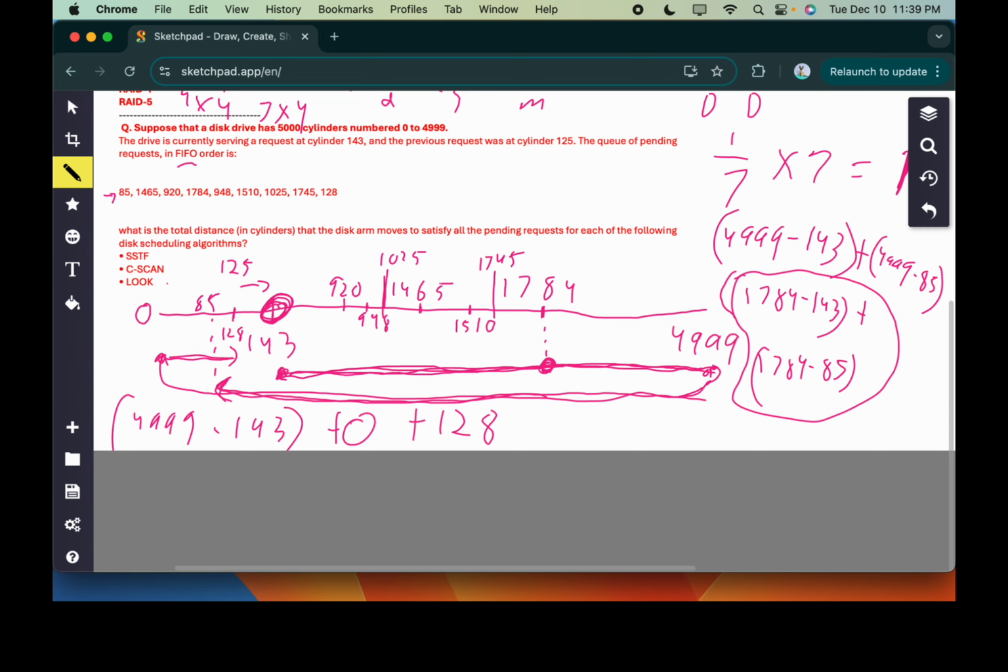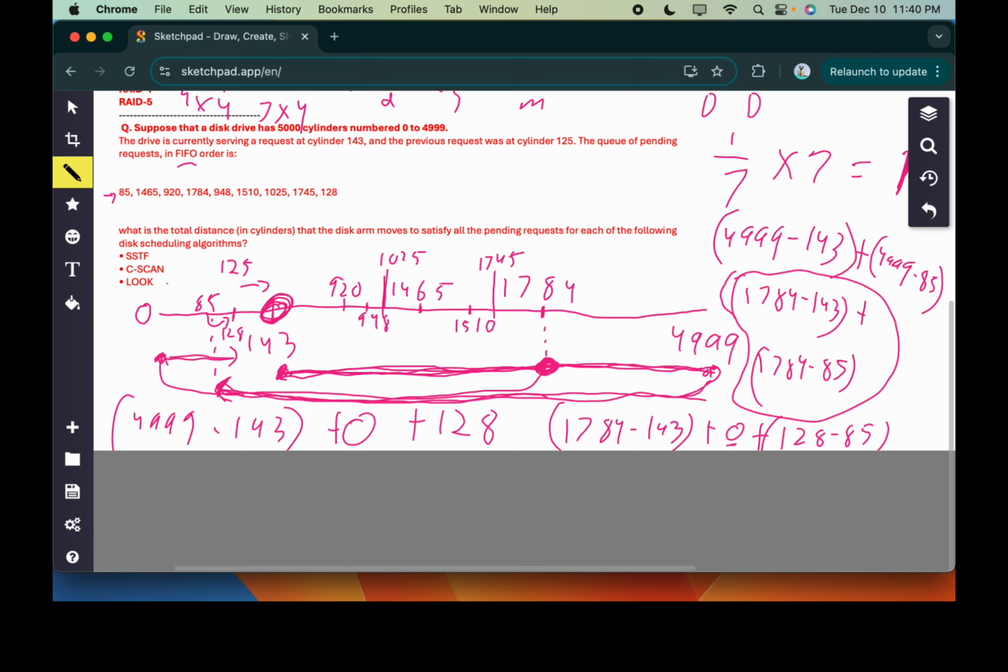And lastly, C-look. Go here, we stop short at the last term, 1784. This is where we do our jump now. We don't go to 0, we go to the smallest value, 85. Again, don't count the jump. And then we do 85 to the last value, 128. And that is C-look. And that marks the end.